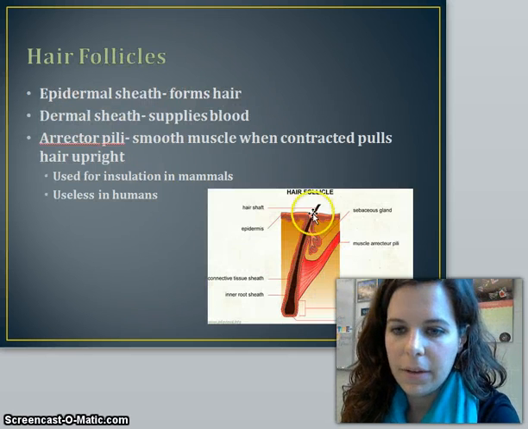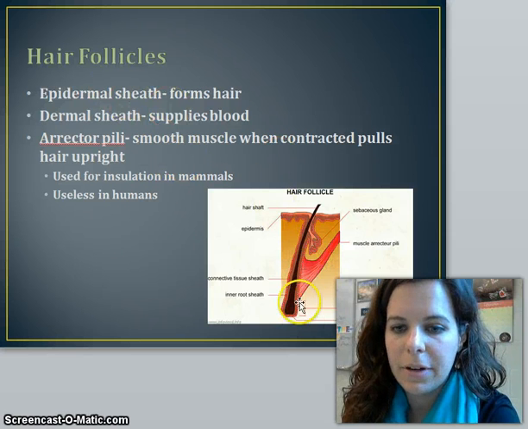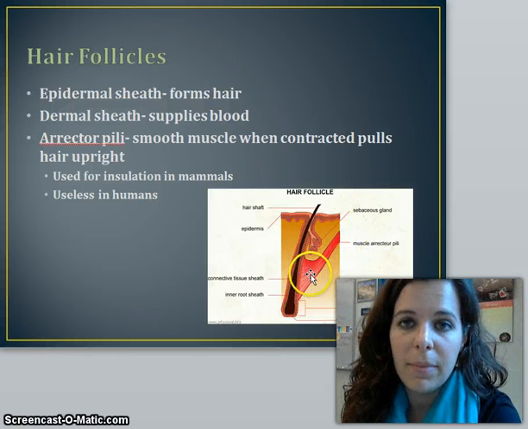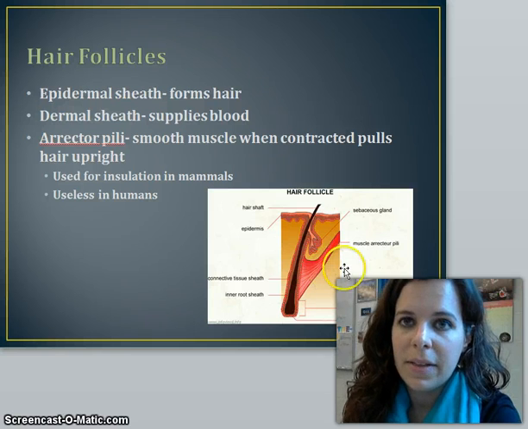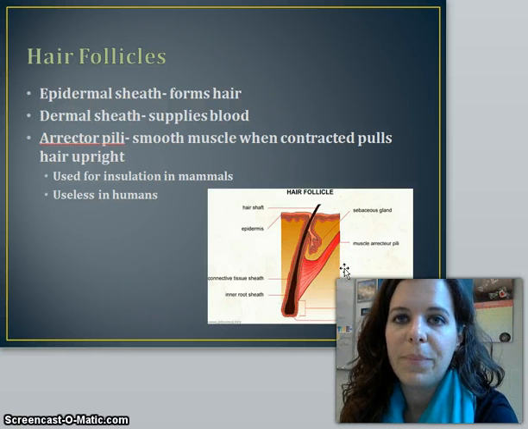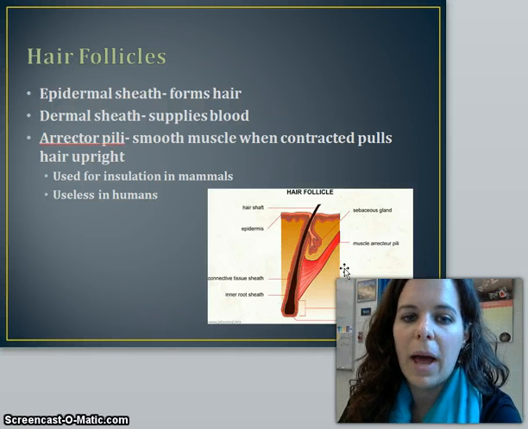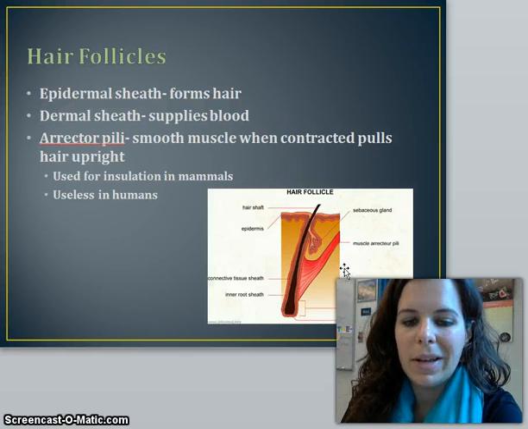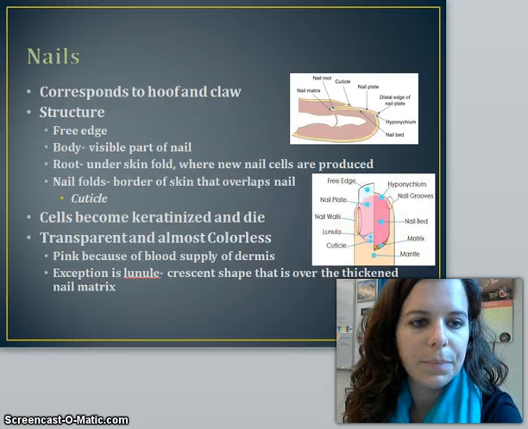Here's a hair follicle. So we have an epidermal sheath here that forms the hair, as well as a dermal sheath below that will supply blood to the hair. So that's going to be down here. Really important thing to talk about is the erector pili muscle. That's a smooth muscle that when contracted pulls the hair upright. And this is why your hair will raise and why we get goosebumps. And it's actually used for insulation in most mammals, but it's really useless for us.